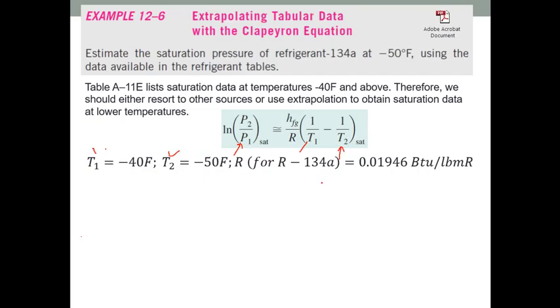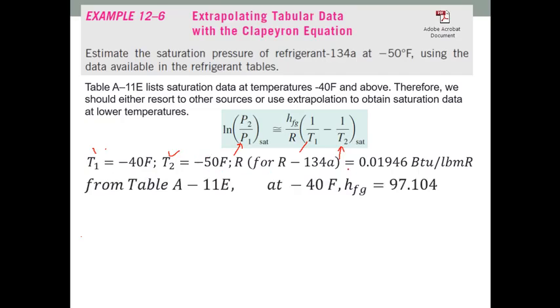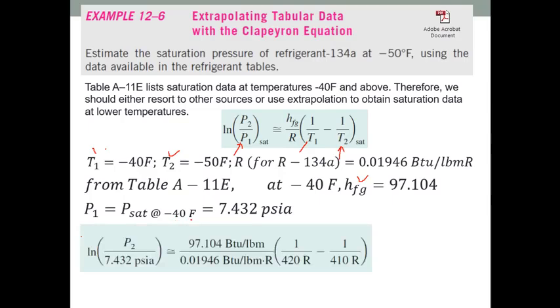and at minus 40 we have the value of hfg. We can use that constant value, and P1 is the saturated pressure at the corresponding temperature of minus 40 Fahrenheit. And then if we put in all the values, the only unknown is P2, right? So we can calculate that P2 by using the Clapeyron equation. So that's called extrapolating the data. I mean, data which is not available in the table, we can estimate by using the Clapeyron equation.